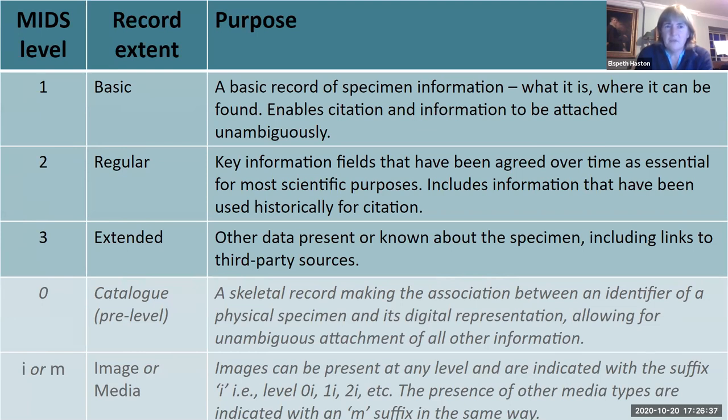It also allows a huge amount of communication and information work to be carried out which refers to the specimens. But it's a very cost-efficient method of digitization. So it's going for a level that achieves a certain ability for collections to work with their specimens and for people to find the specimens. MIDS 2 is the level that most of the biodiversity, including taxonomic research, is working to. It includes some of the key data that this kind of research critically needs, and also information that has historically been used for citation, for referring to the specimen.